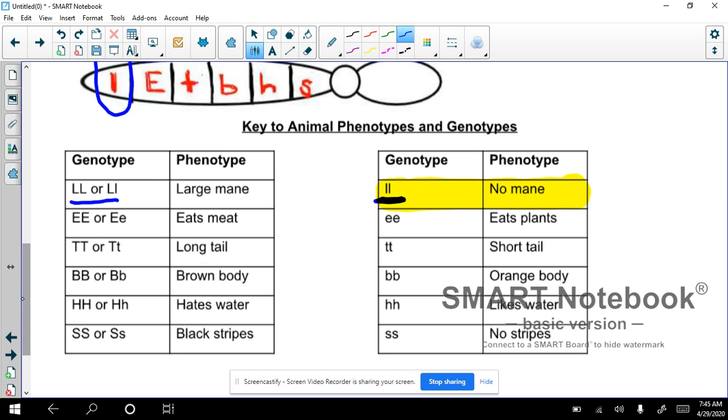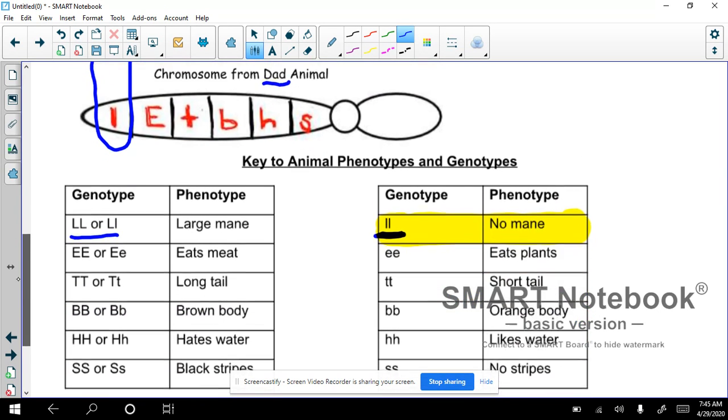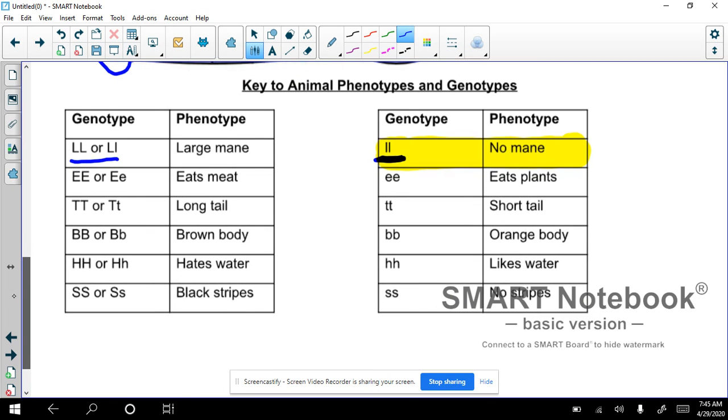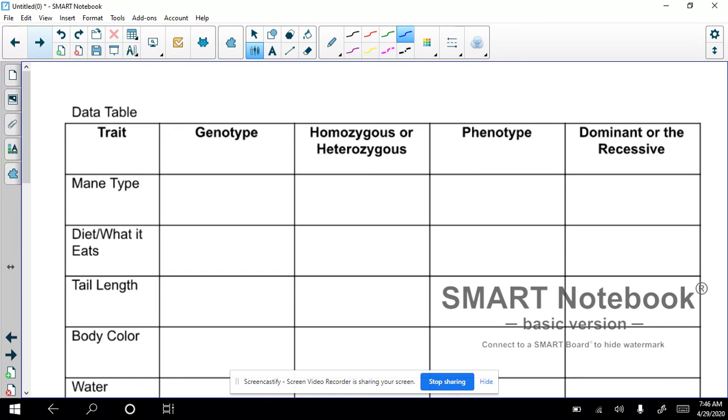So once again, remember, you have to look up here at what's given to you and then highlight it in your chart below. Once you have that all highlighted, you're going to go to the next page and fill out a data table. So remember, for my first trait, it was little l, no mane. So when I go to the next page, I'm going to start to fill out my chart. There are 4 things to fill out.